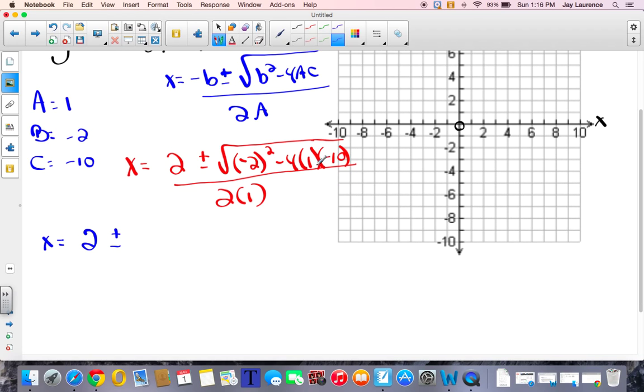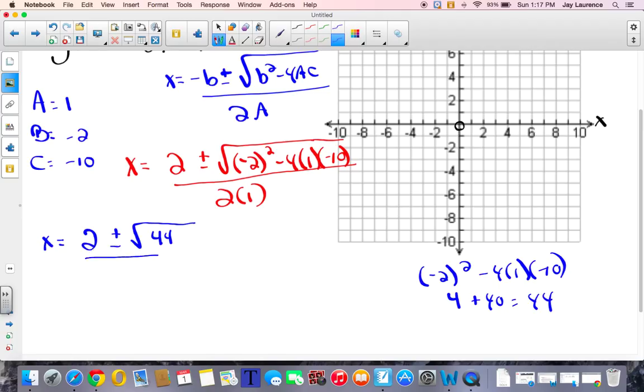Now, I really should figure out that discriminant. Maybe I'll do that off to the side here. And it looks like I'm going to get 4 plus a 40. So it's going to be 44, my discriminant. There's going to be 2 solutions, but they're not going to be whole numbers. They're going to be irrational, as a matter of fact. And that's going to be over 2. Okay, and I can simplify this radical. Yeah, I'll go ahead and do that.